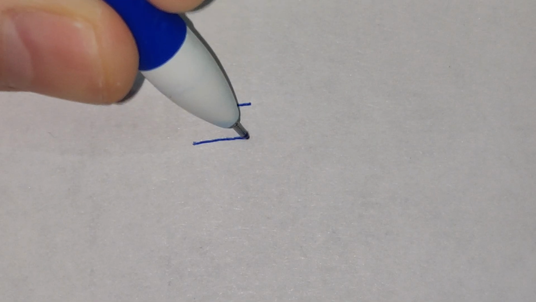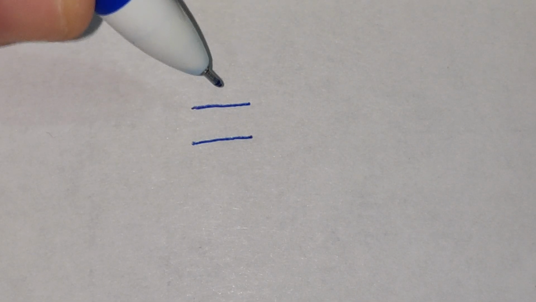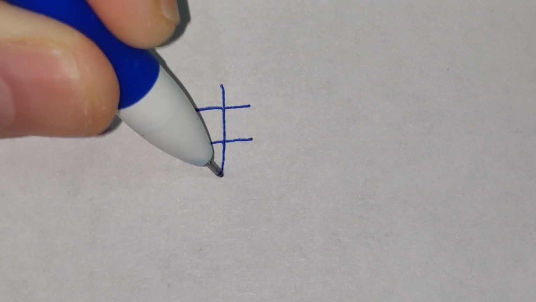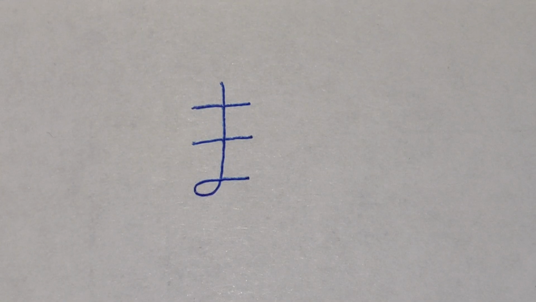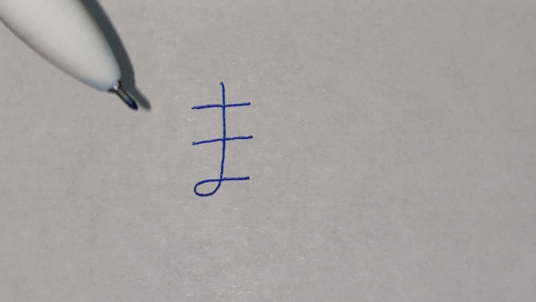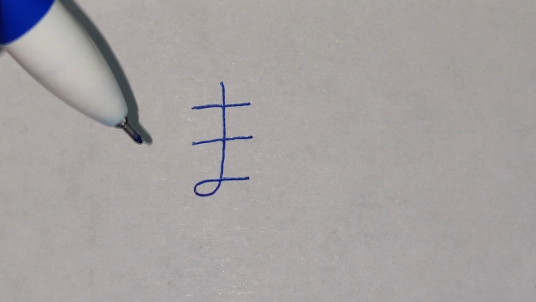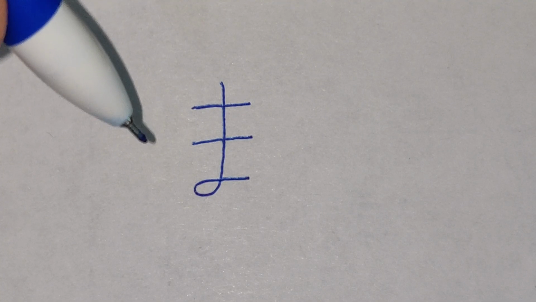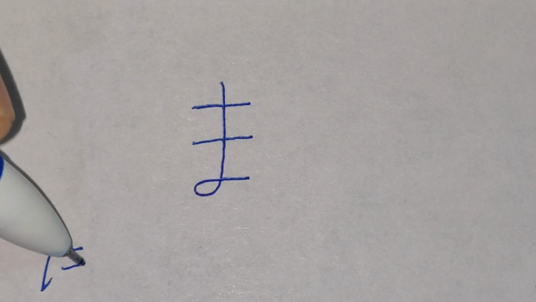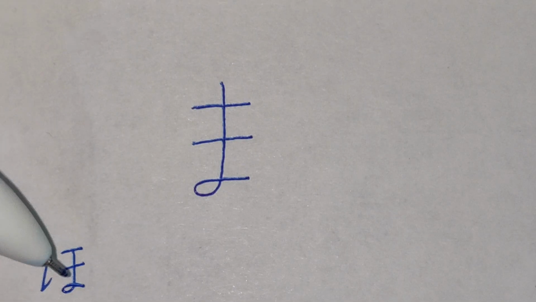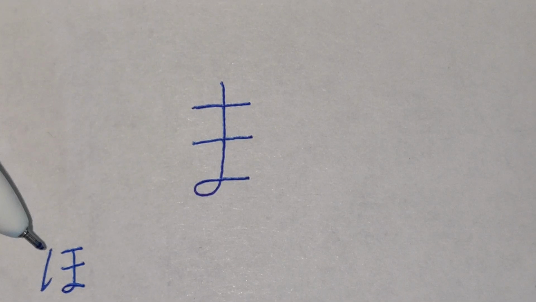You start with an equal sign, then you strike a vertical line across it, ending it in a curl. And yes, this does look very familiar. In fact, in our last lesson, where we learned the final character ho, it looks almost identical to it. Let's write it again.